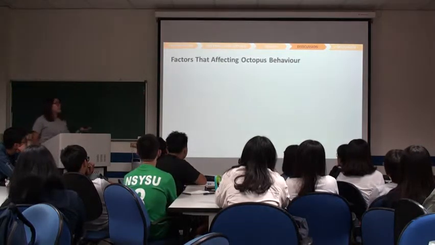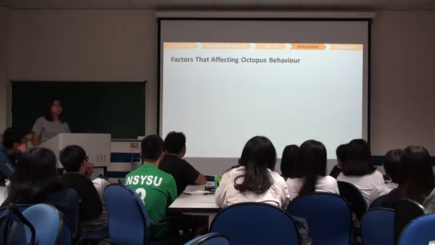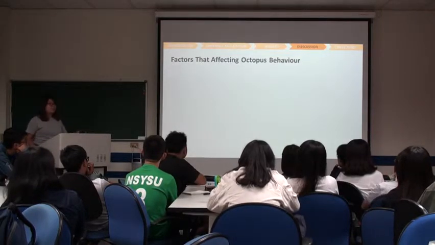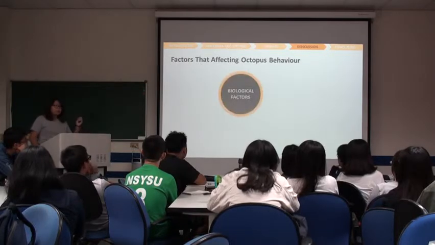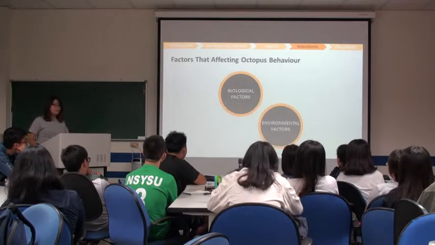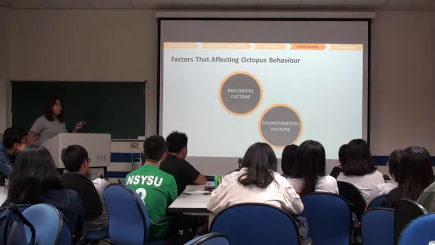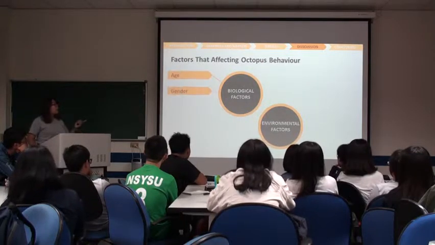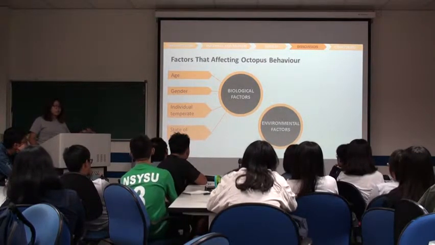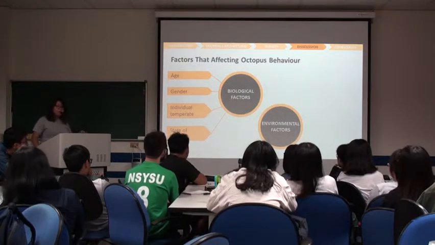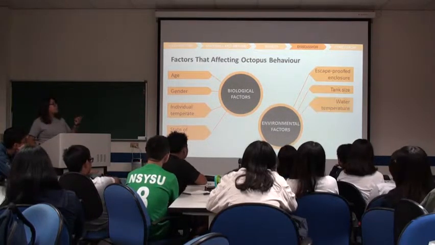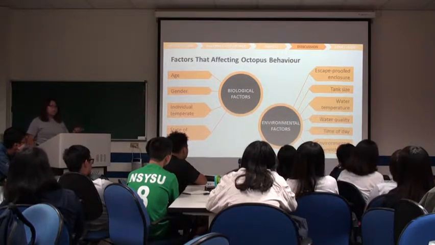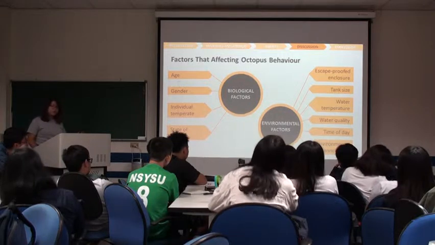So what are the factors that affect octopus escape behavior? Does anyone know or would like to guess? We can divide them into two groups: biological factors and environmental factors. For biological factors, there are age, gender, individual temperament, and state of hunger. For environmental factors, there are escape-proof enclosure, tank size, water temperature, water quality, time of day, and environmental enrichment.